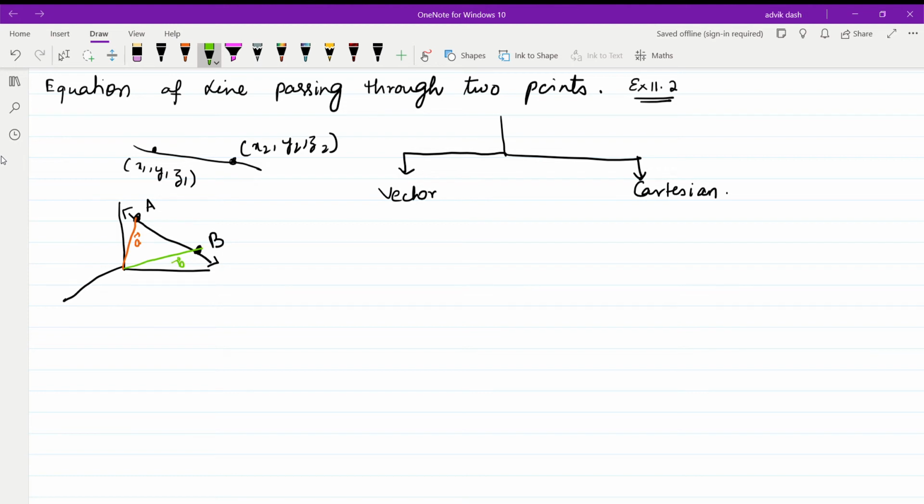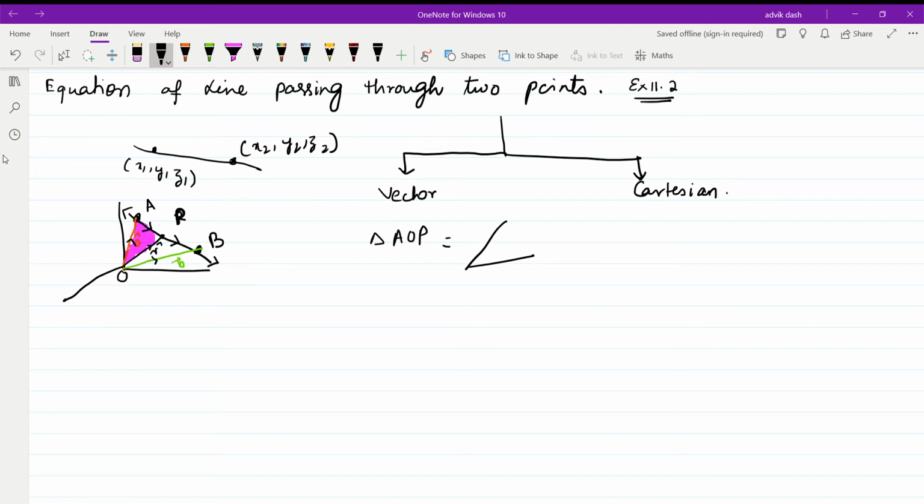In order to find the equation of a line, we need to take a general point, that is point P, which is taken as vector R. All the directions are in this, and the line AB is in this direction. I will take this triangle first. This is your O. So I take triangle AOP and apply the triangular law of vectors.